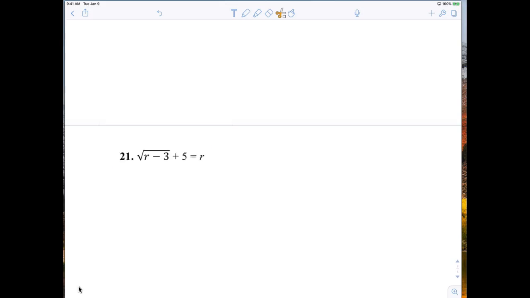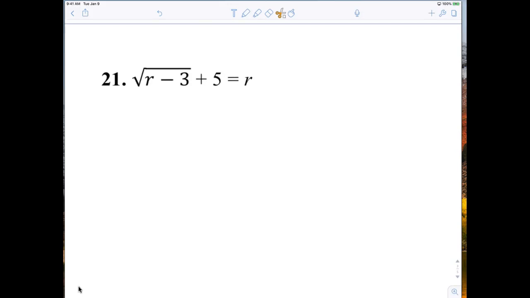All right, we got a little problem here for 21. What do I have to do first? Isolate. Thank you. How do I isolate? Minus 5. Very good. So you're going to have the square root of r minus 3 equals r minus 5. So what am I doing to both sides now? Squaring both sides. Now notice I put parentheses here and I square. Parentheses and squared.